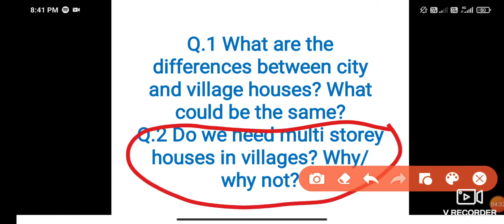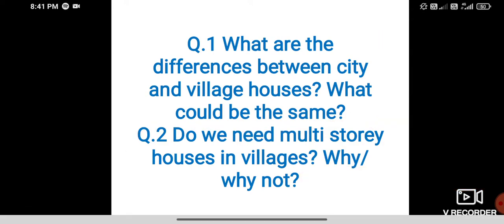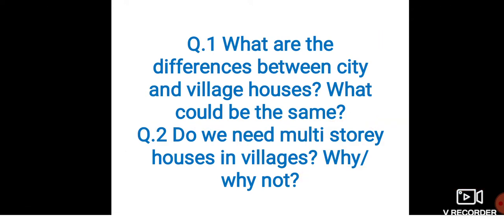All right, so I want you to carefully think and give the answer for the given two questions. Class, houses in villages are usually single story, not multi-story buildings, and they are made of mud or bricks, unlike multi-story houses in cities, which are made of aluminum, steel, glass, right?